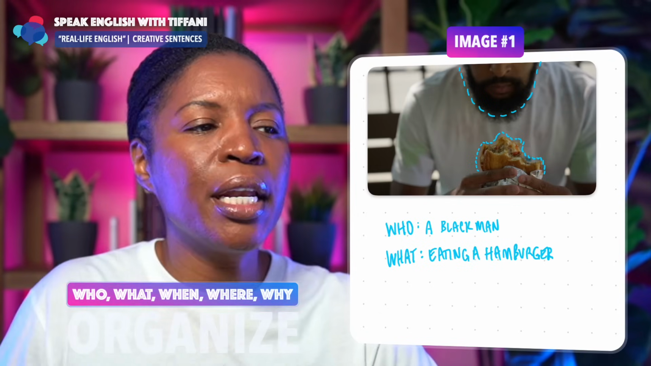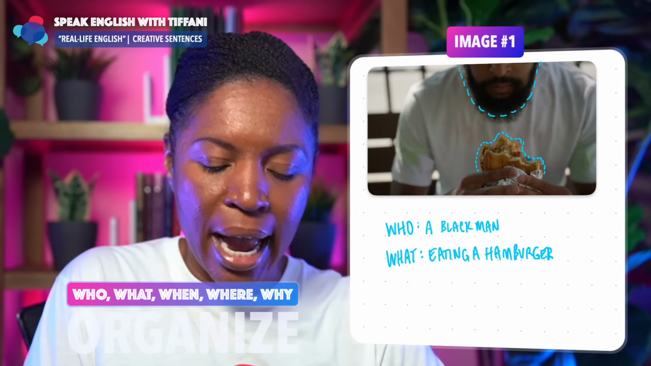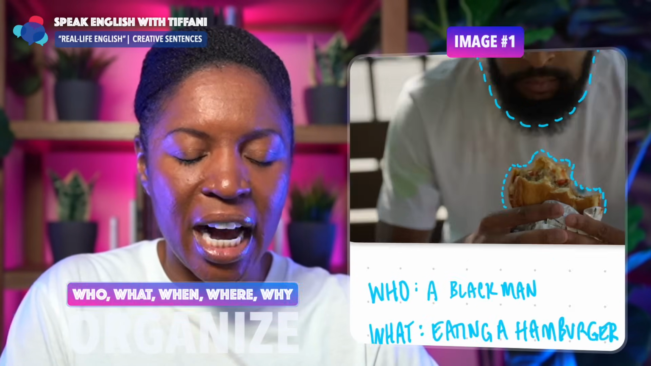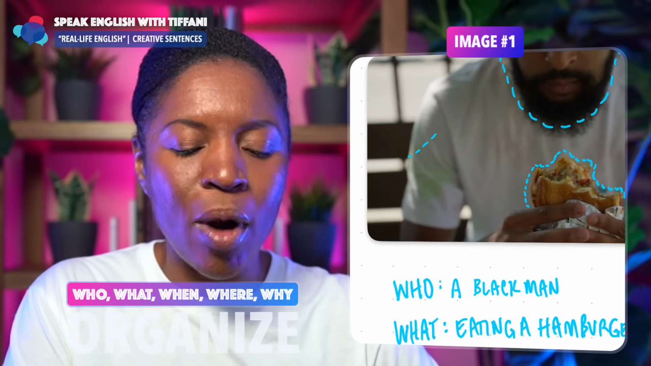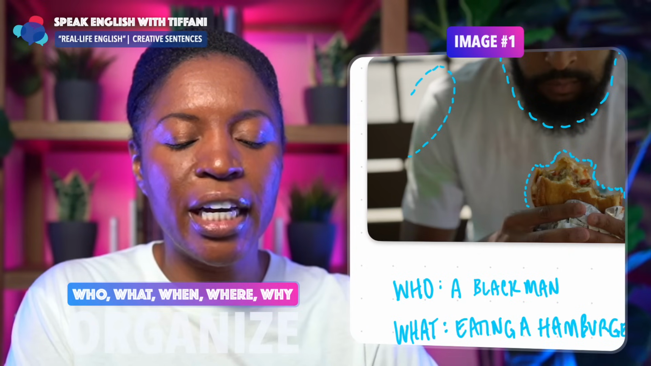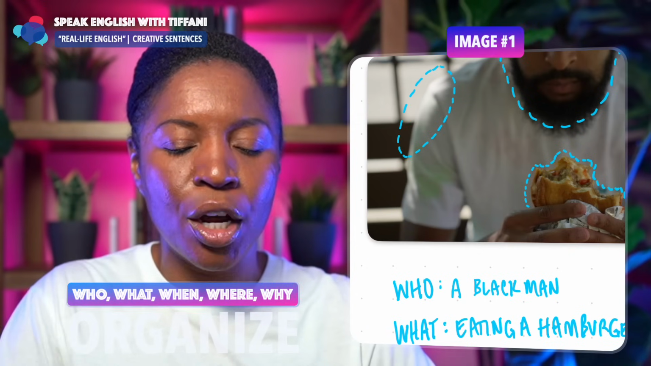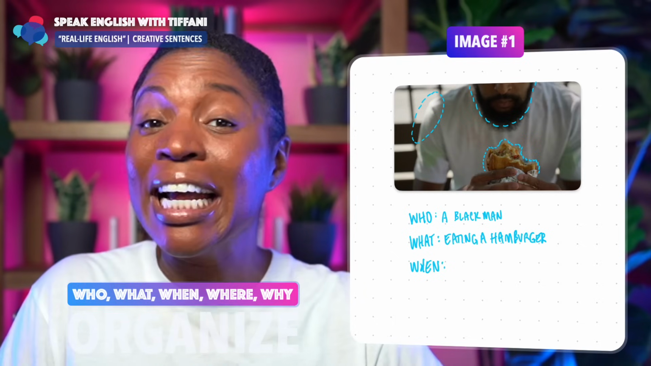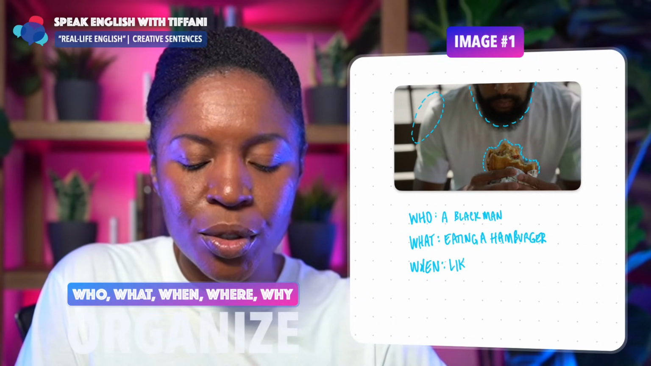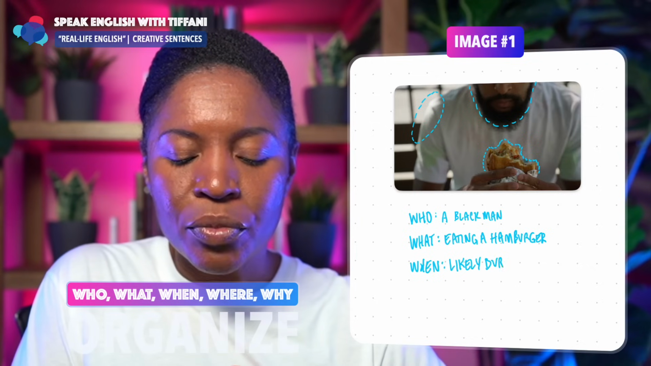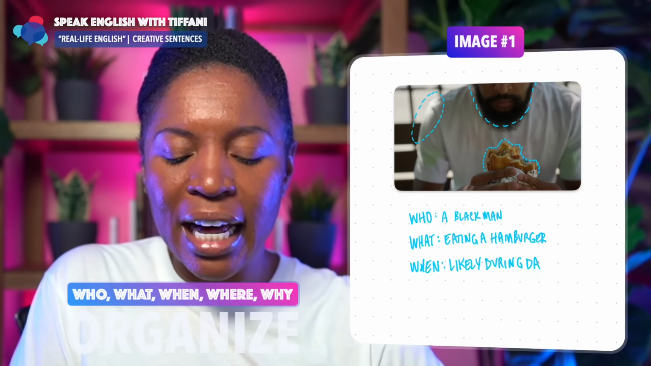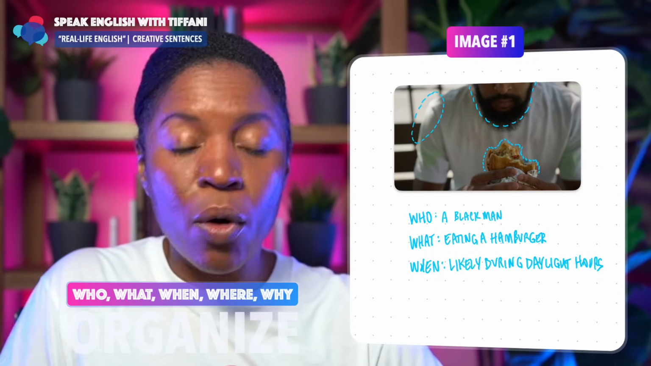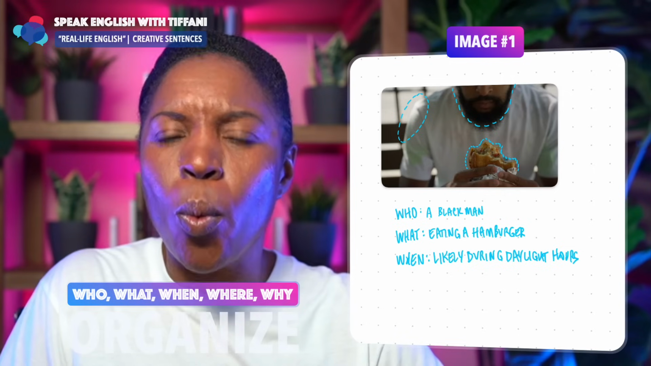All right, then when is he eating this hamburger? Let's see. If I'm looking at this image, I can see on the left side, right on his shoulder, it looks like there is some light reflecting and bouncing off of his shoulder. So I'm going to say likely during daylight hours. Now, the next thing we need to answer is where.